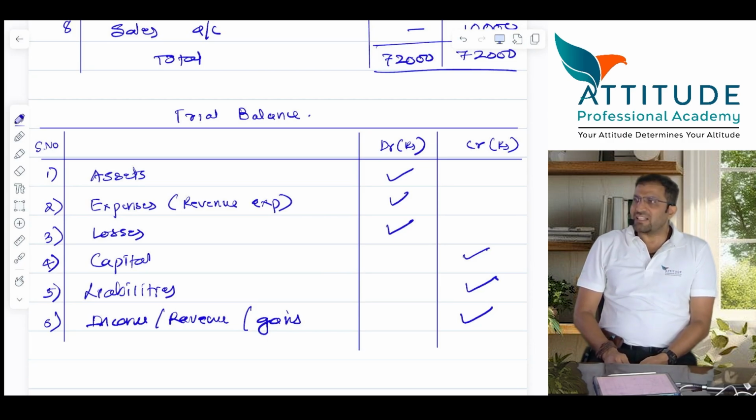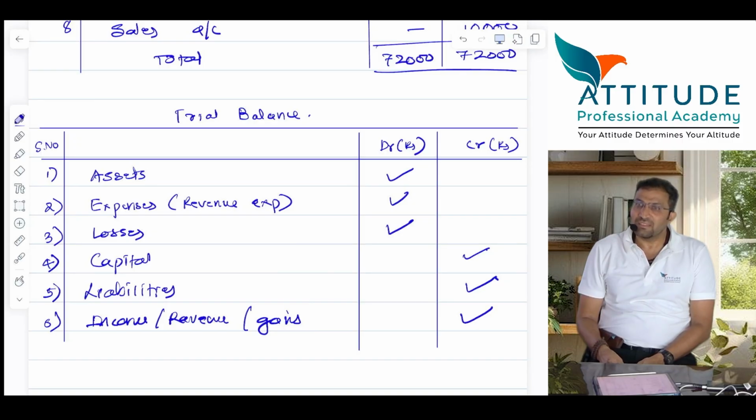Asset debit balance. Furniture and fixtures. Asset debit balance. Correct? Investment in long-term securities. Investments are assets. Asset debit balance. Okay. Debtors. Asset debit balance. Okay. Cash in hand. Asset debit balance. Cash at bank. Asset debit balance.